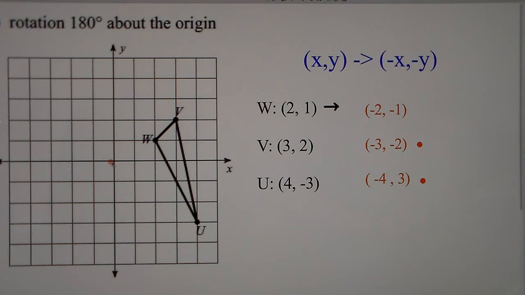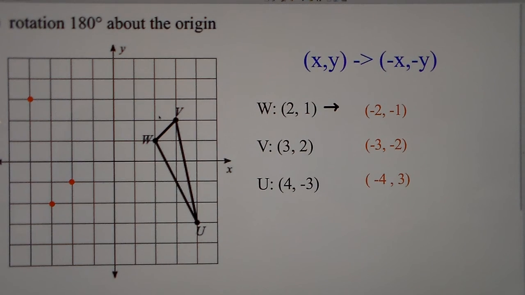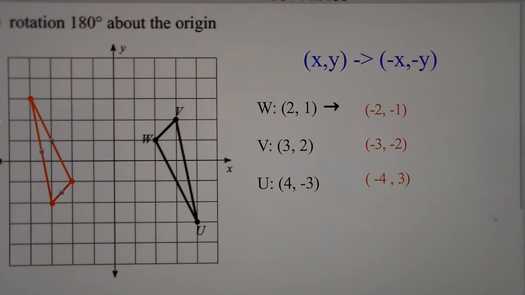Negative 2, negative 1. 2 to the left, down 1. That's my W prime. My V prime is 3 to the left, 1, 2, 3, and then 2 down. And then U prime is 4 to the left, 3 up. We plot them. Then we're going to connect those coordinates. Now that I connected those coordinates, I highlighted them in orange. And we have our new triangle here, our W prime, V prime, U prime triangle. And it rotated 180 degrees.